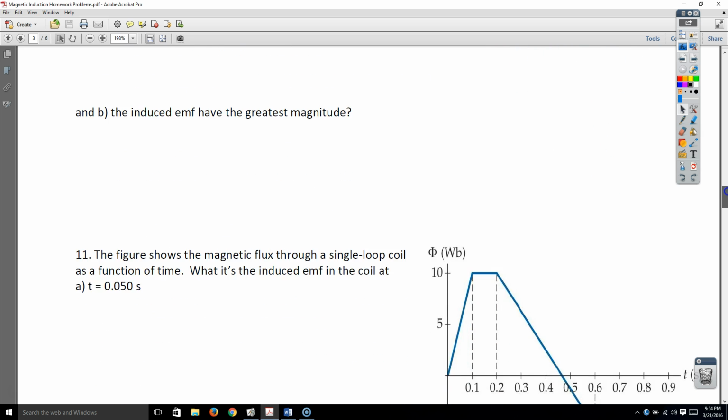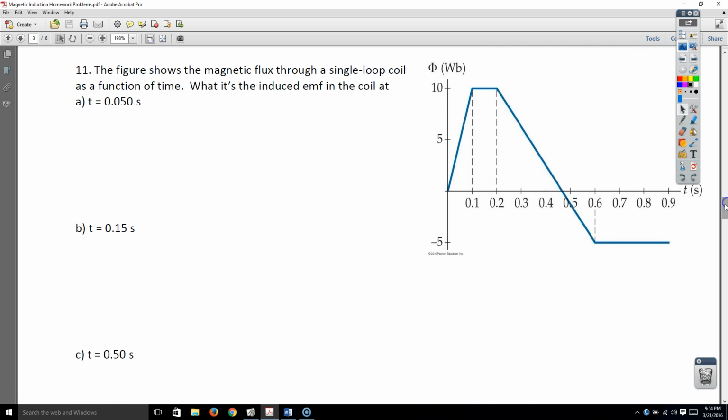Alrighty, so let's go ahead and take a look at the next one. This is number 11. The figure shows the magnetic flux through a single loop coil. So our N value here is going to be equal to 1. As a function of time, what is the induced EMF in the coil at t equal to 0.05 seconds, which is about right here, t equal to 0.15 seconds, which is about right here, and then t equal to 0.5 seconds, which is what we see right here.